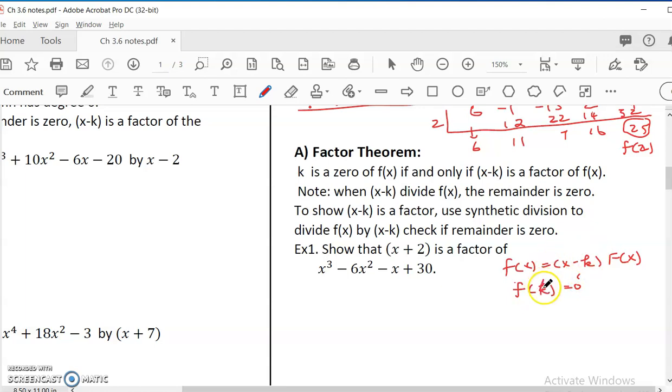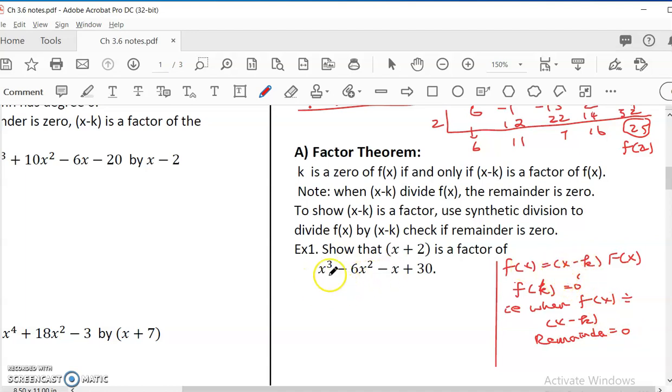But what does f of k equal to 0 mean? When you divide f of x by x minus k, according to the remainder theorem, the remainder is 0. So when you do a synthetic division of f of x by x minus k, the last entry in the remainder field is 0. That means you found a factor of x minus k.